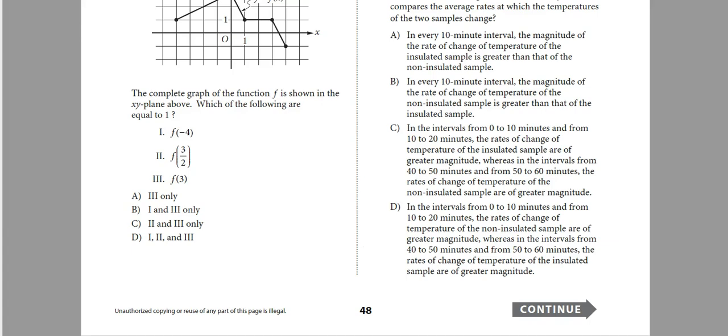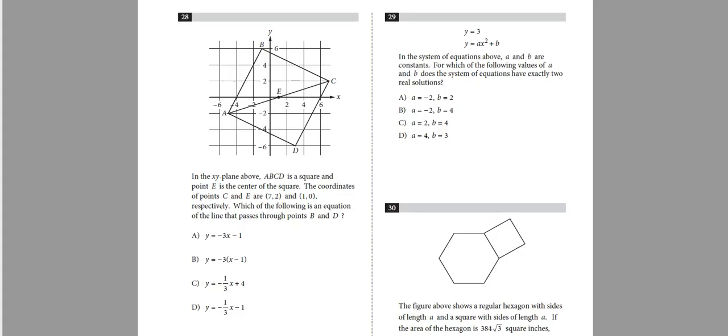Number 28, a coordinate geometry problem. We have some sort of shape here. Let's read it. ABCD is a square and point E is at the center. Right there is the center of the square. One thing I noticed right away is that these grid lines are going by 2s, so be careful. Don't think each square is worth 1, because each square is worth 2.